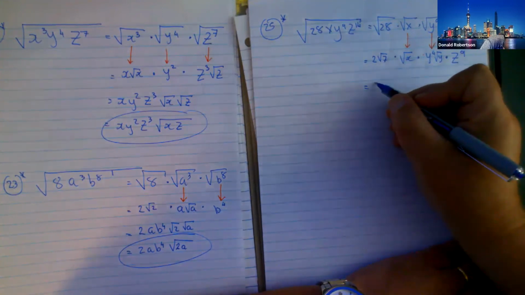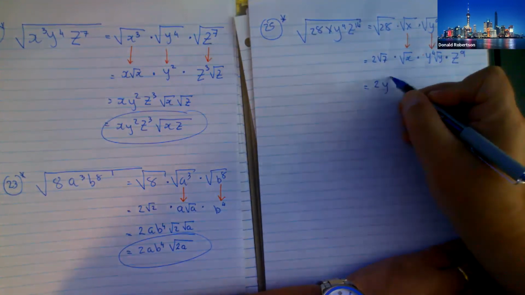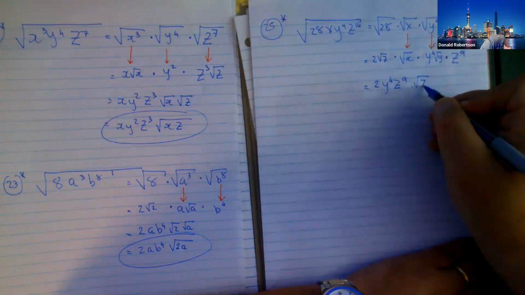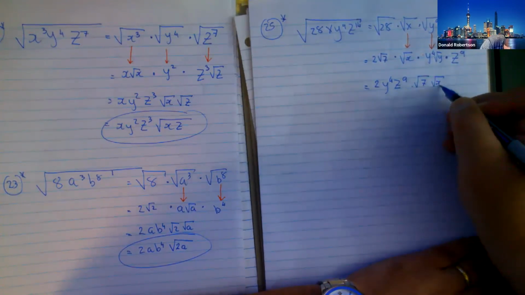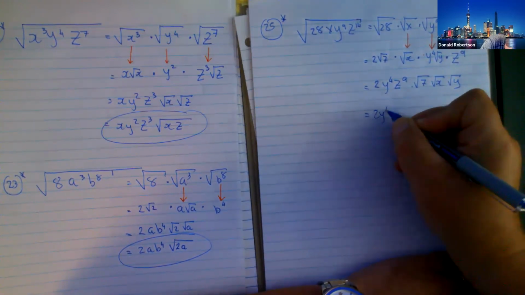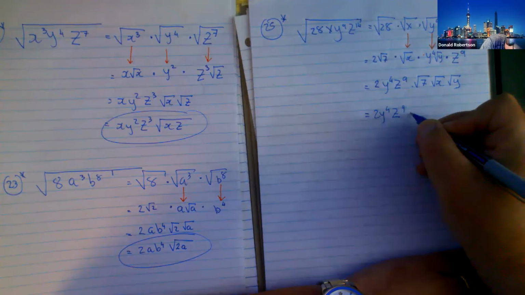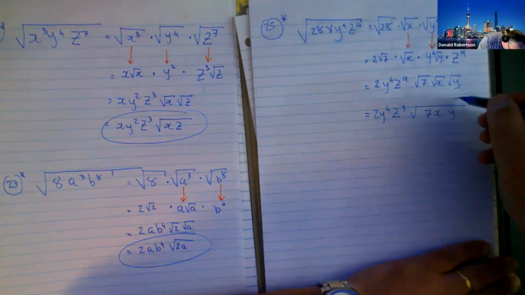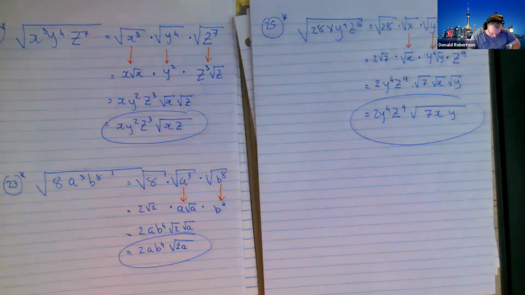Now you combine everybody, you get 2, a y to the 4, a z to the 7, with a square root of 7, with a square root of x, with a square root of y. If you combine all of the square roots together, you get the square root of 7, an x, and a y. There is our answer.